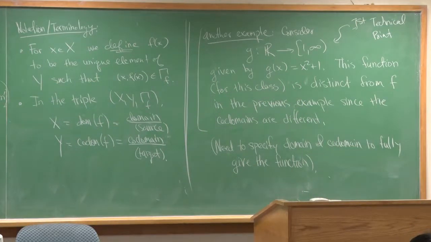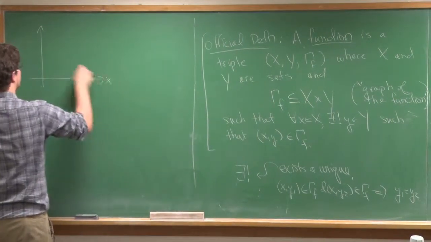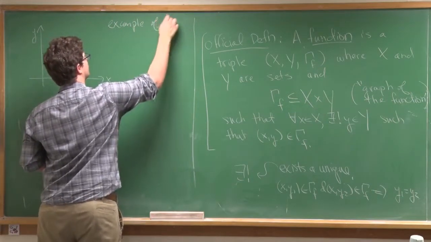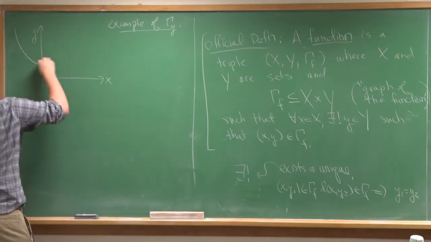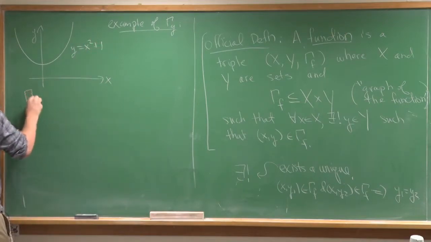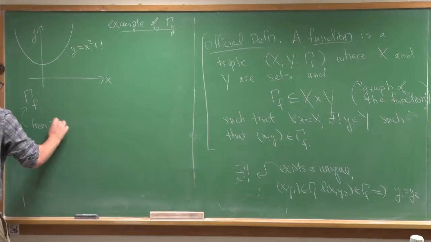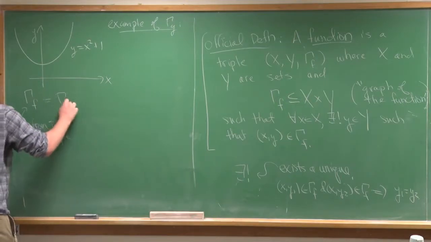So what is the graph for this particular function here? Just so we can see a graph first. So here's an example of a graph of gamma g. So this is the graph of y is equal to x squared plus 1. This is gamma of f, from the first example. And it's also equal to gamma of g from the second example.